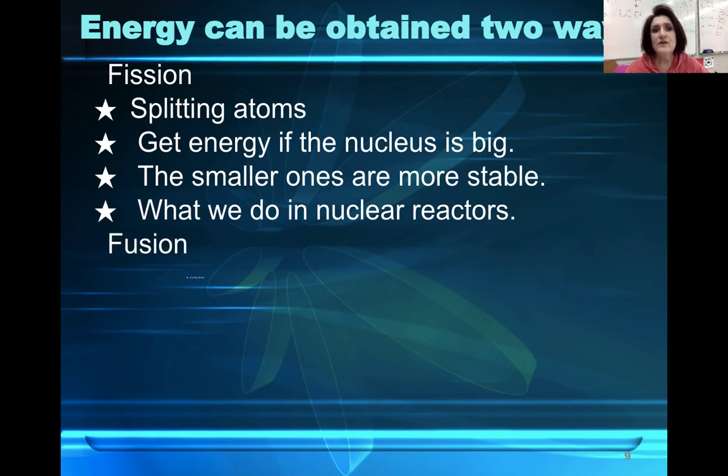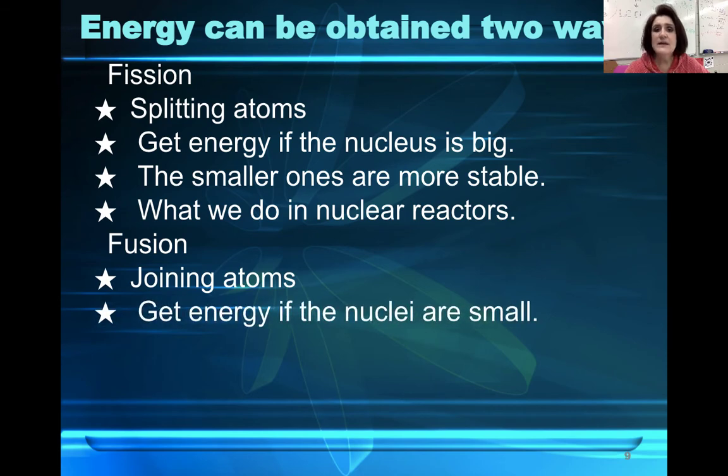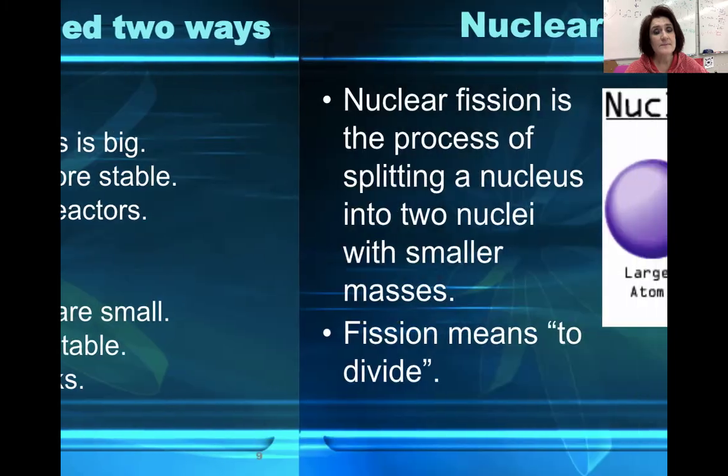And then we have fusion. Fusion is the joining of atoms together. Here we get the energy if the nuclei are small, and the larger one that they make is more stable. This is how the sun works.